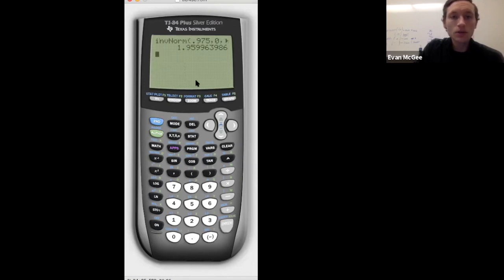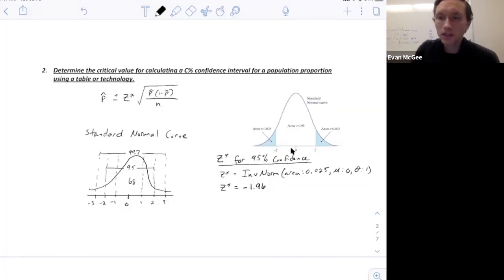It will give us the same critical value, but now you can see it's positive instead of negative. Either way works. You're going to use both the positive and the negative in a confidence interval. Now pause the video and see if you can find the critical value for a 99% confidence interval.